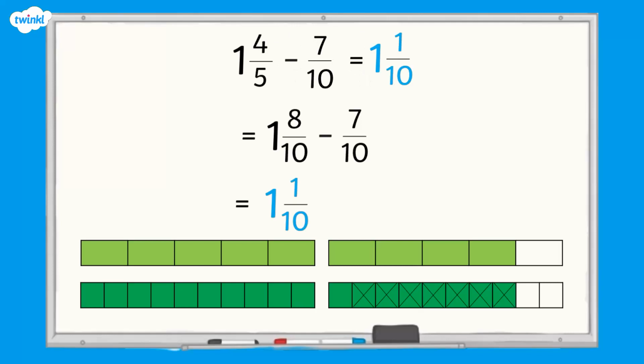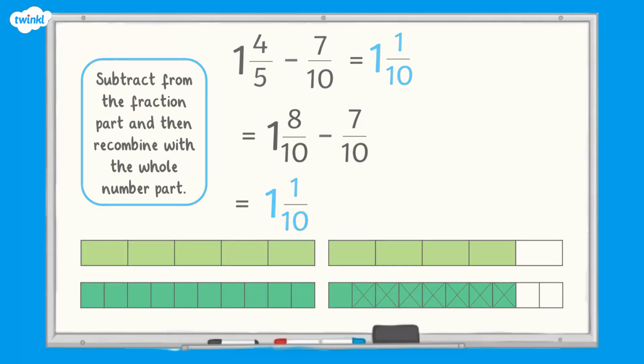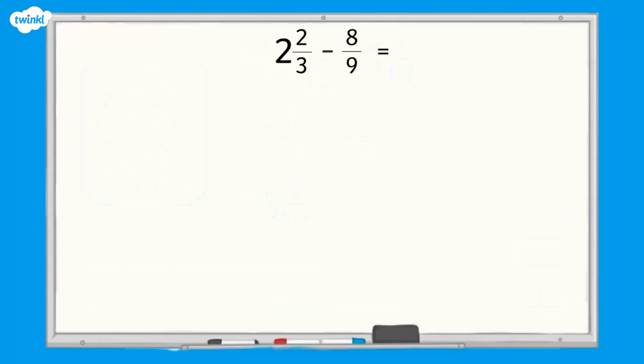Because the fraction part of the mixed number, 4/5, is greater than the fraction we are subtracting, 7/10, we can subtract from the fraction part and then recombine with the whole number part. Let's have a look at an example where the fraction is greater than the fraction part of the mixed number.